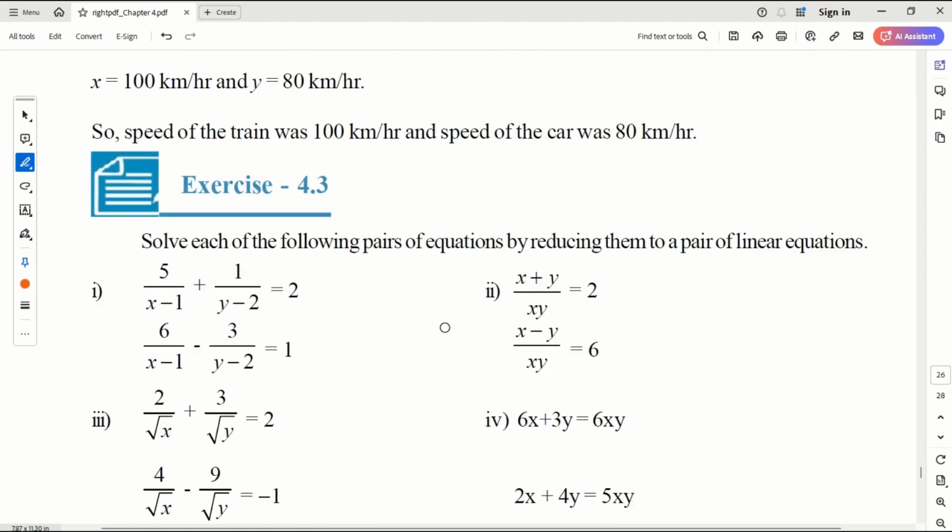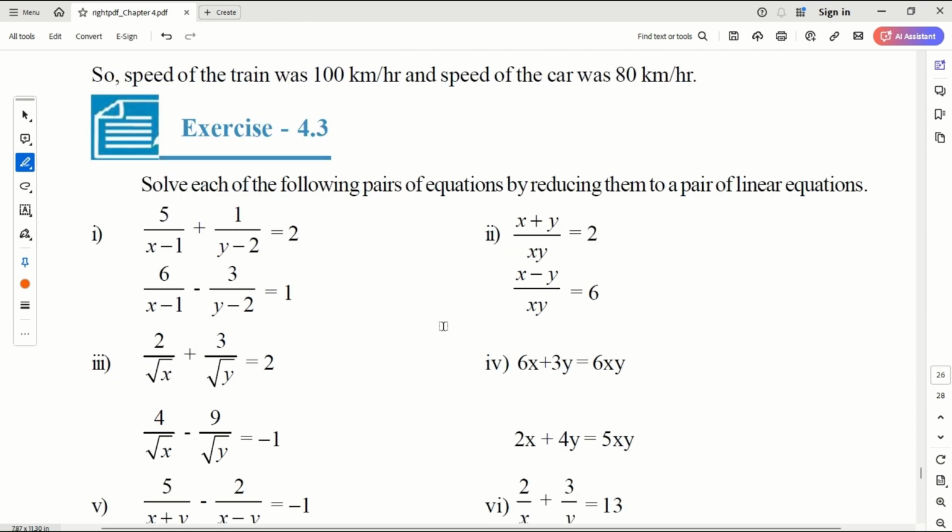So this is how we have to reduce the problems into linear equations and then solve them. Now let's see exercise 4.3.